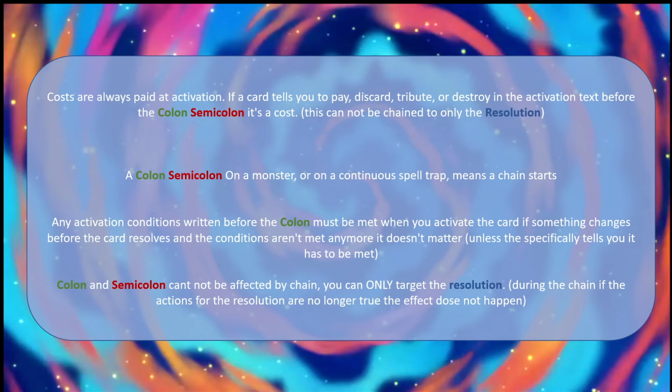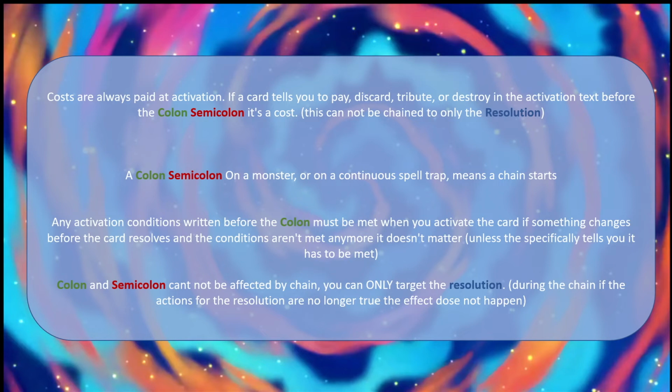Also, any activation conditions written before the colon, this is colon specific, not semicolon, only have to be met at activation. If something changes, it doesn't matter unless the card specifically tells you, hey, I have to be on field for you to be able to use my effect. The colon and semicolon cannot be affected by chain, and you can only target the resolution. We'll be looking at that in the next video, because there are tiny little loopholes where you can actually affect the semicolon.